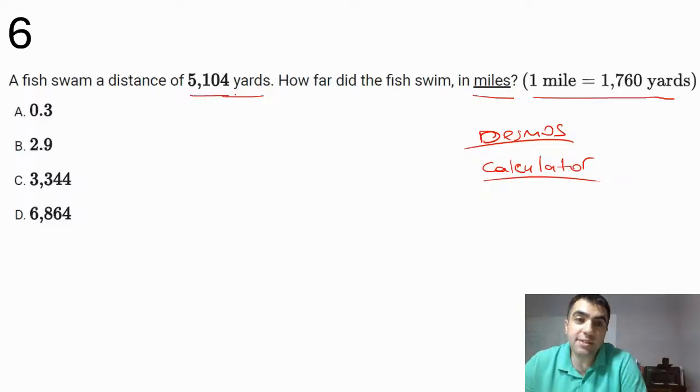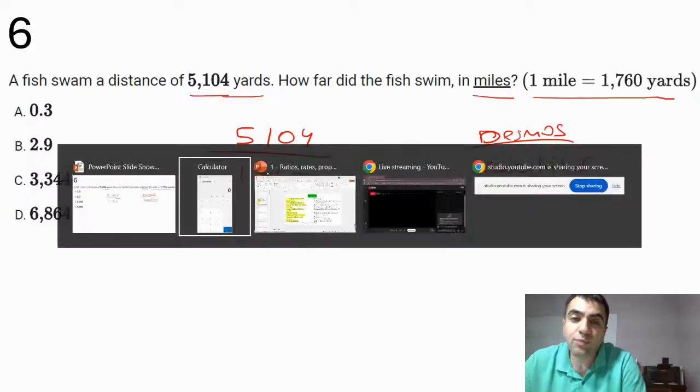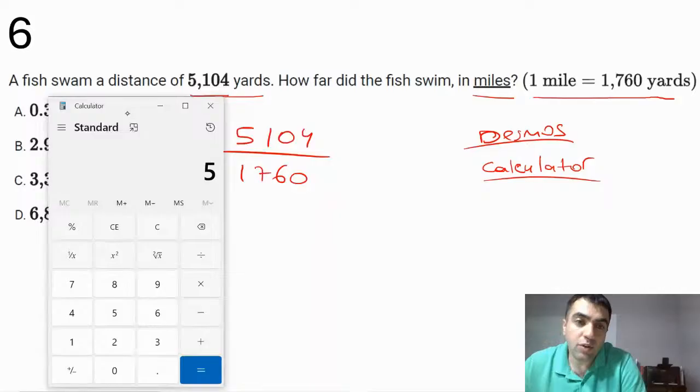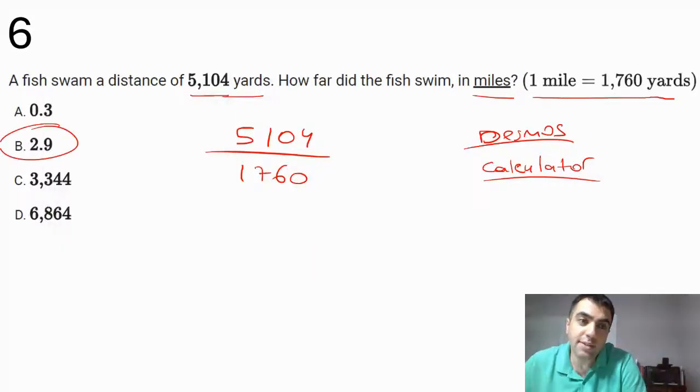A fish swam a distance of this many yards. How far did the fish swim in miles? We should divide 5,104 by 1,760. Okay, let's do it here: 5,104 divided by 1,760. It is 2.9. The correct answer is B. Next question.